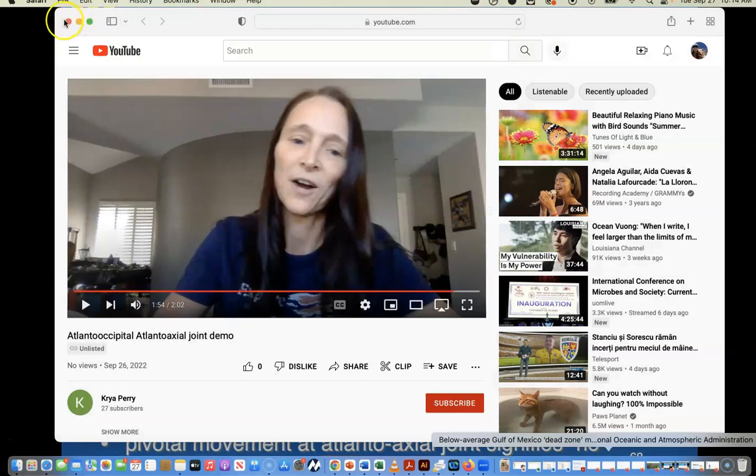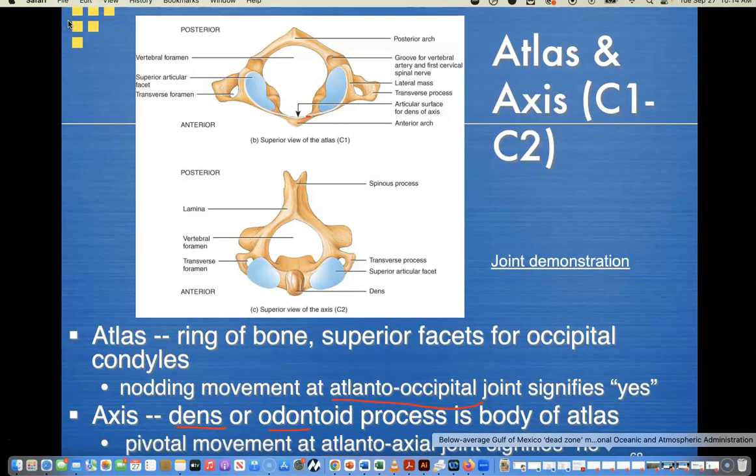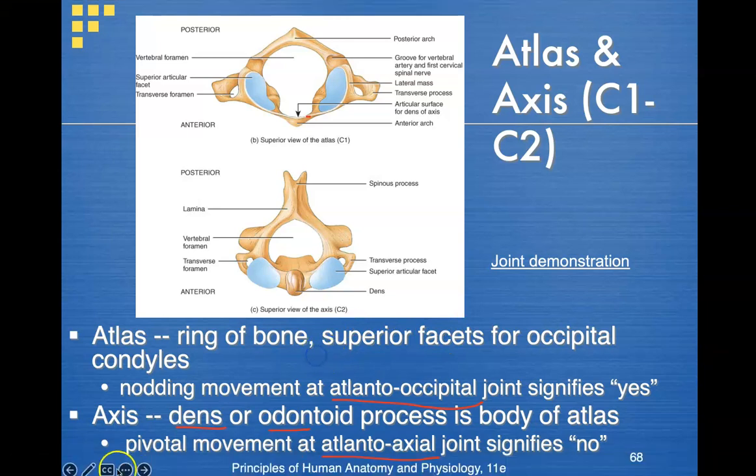So when you think of those two joints, you can thank the atlanto-occipital joint every time your child says yes to you, and you can curse the atlanto-axial joint every time they say no. Hopefully that will help you remember those two joints a little bit. I'm going to plug back in here. I couldn't find a video on that, so I just created my own quick video there. Hopefully that will help you out.